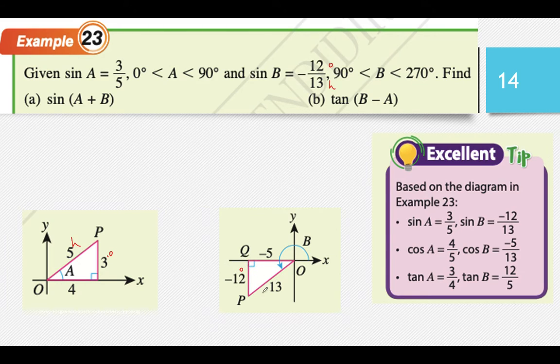From here, by using the Pythagoras theorem, I can get the 5. By using the Pythagoras theorem, I get the 4 here. Okay, this is the information. So from this information, you can form out sine, cos, tangent from the diagram. Then only we start sine A plus B.